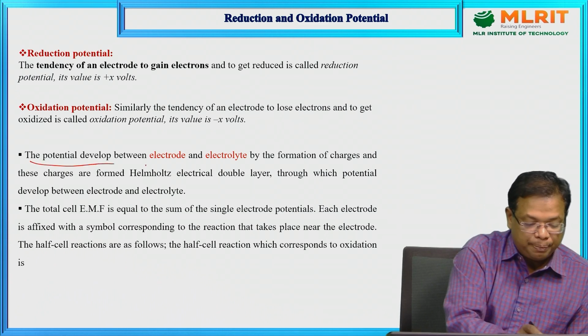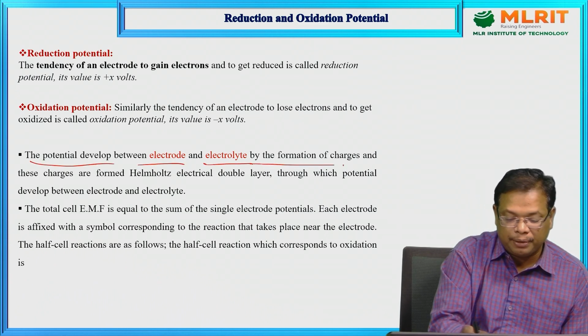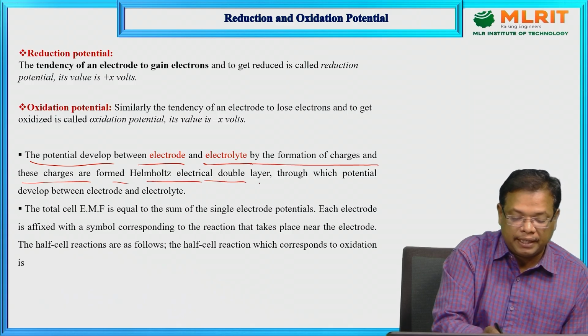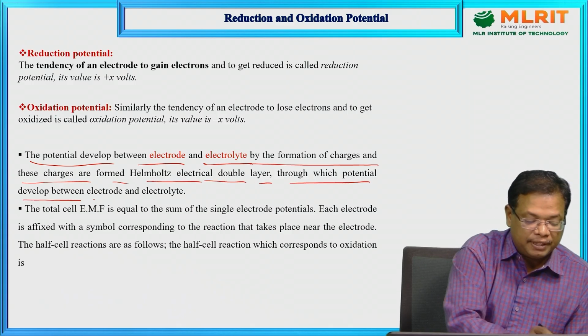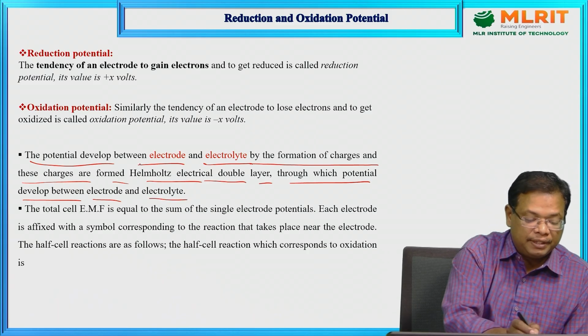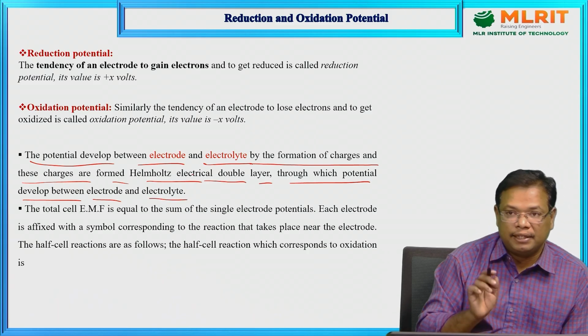The potential developed between the electrode and electrolyte is due to the formation of charges, and these charges form the Helmholtz electrical double layer, through which the potential develops between the electrode and electrolyte.